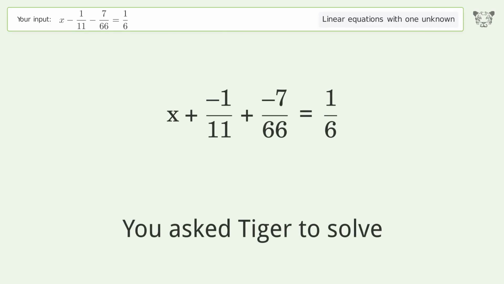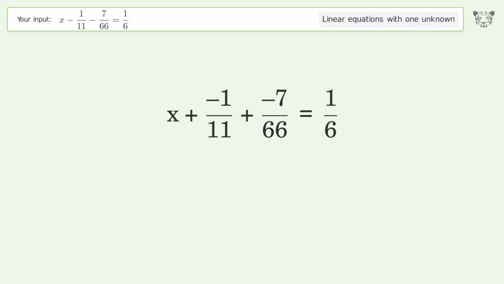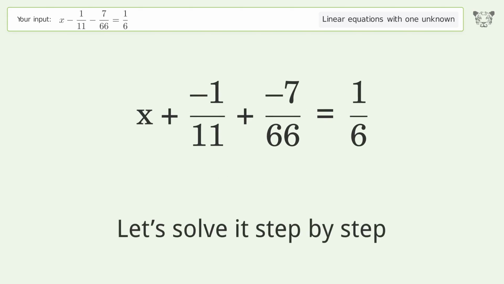You ask Tiger to solve. This deals with linear equations with one unknown. The final result is x equals 4/11. Let's solve it step by step.